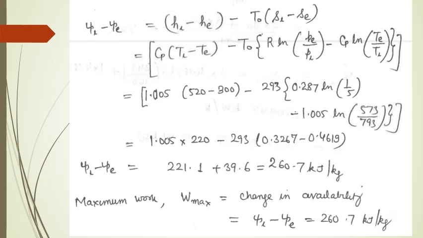Now putting all the parameters value, we get the value of Si minus Se as 260.7 kilojoule per kg. So the maximum work or the change in availability, which is equal to psi i minus psi e, is equal to 260.7 kilojoule per kg.